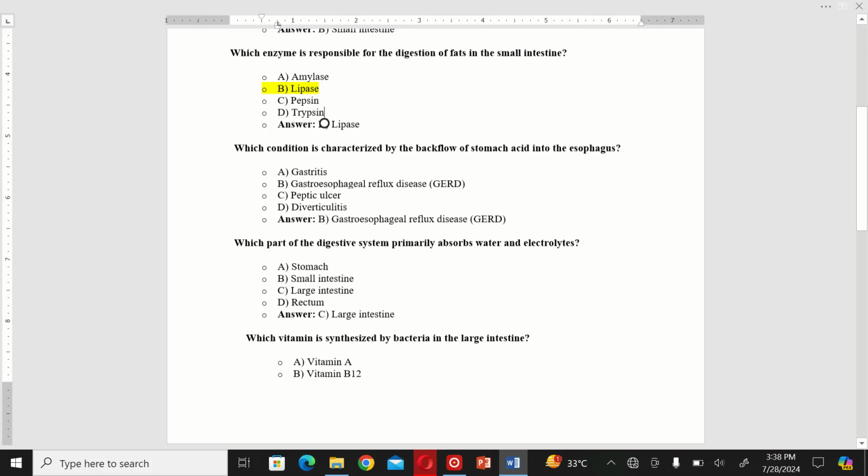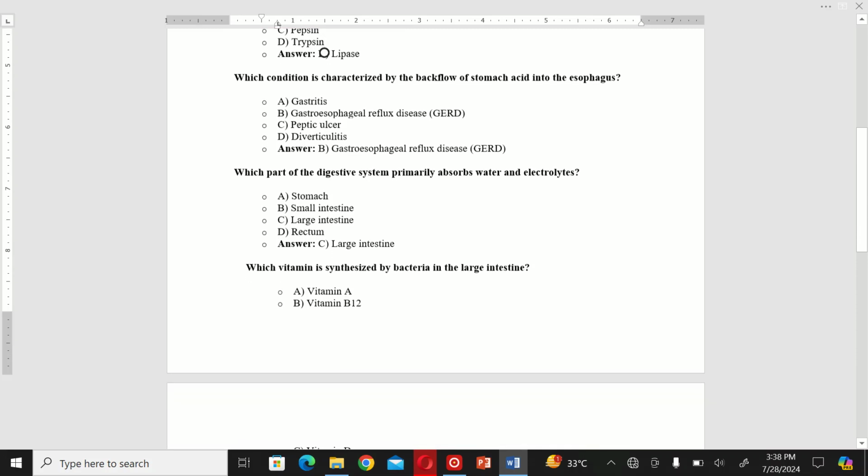Next MCQ is which condition is characterized by the backflow of stomach acid into the esophagus? A. Gastritis. B. Gastroesophageal reflux disease. C. Peptic ulcer. D. Diverticulosis. So the correct option is B.